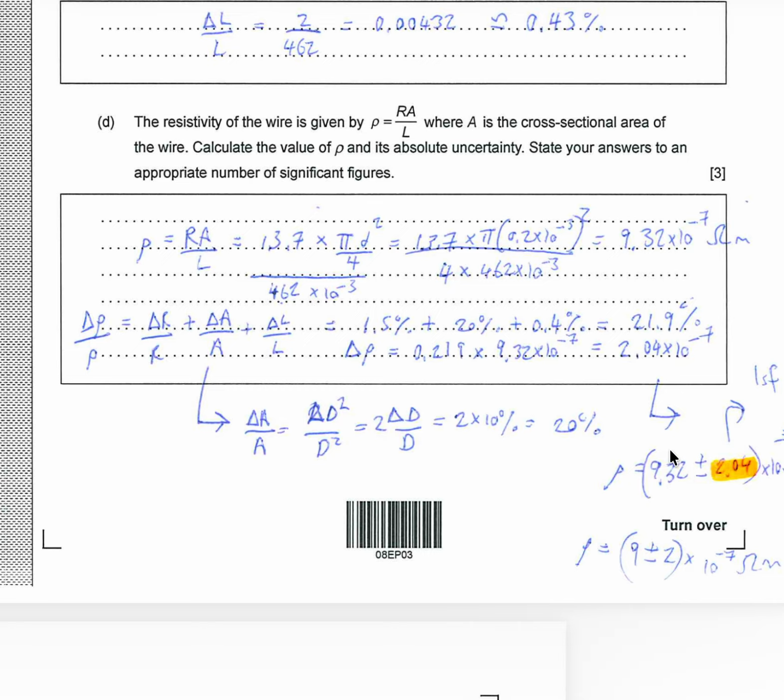Well, that doesn't make sense. I've got this 0.32, which is completely nonsensical. So I'm going to reduce that now so that my decimal places match. In this case, I have no decimal places. So therefore, both answers are given to 0 decimal places, 2, and then we've got 9.32 to 0 decimal places, which is just going to be 9. And so your answer changes quite significantly. We go from this 9.32 plus minus 2.04 to 9 plus minus 2 times 10 to the minus 7 ohm meters. Now this analysis comes up again and again and again. You're always asked to present your data to appropriate significant figures, so I really suggest it would be something that you practice before your paper 1B.